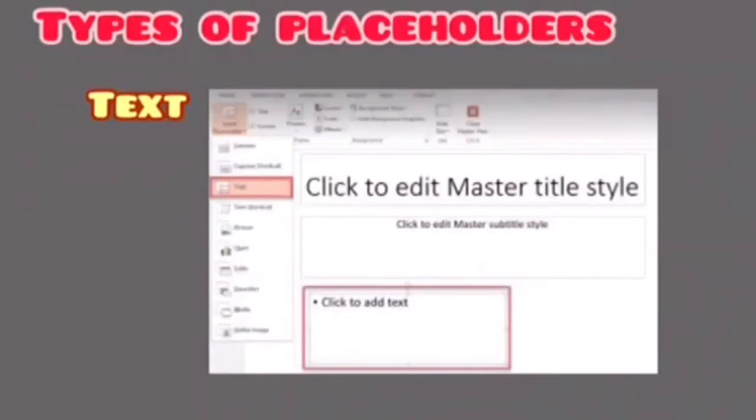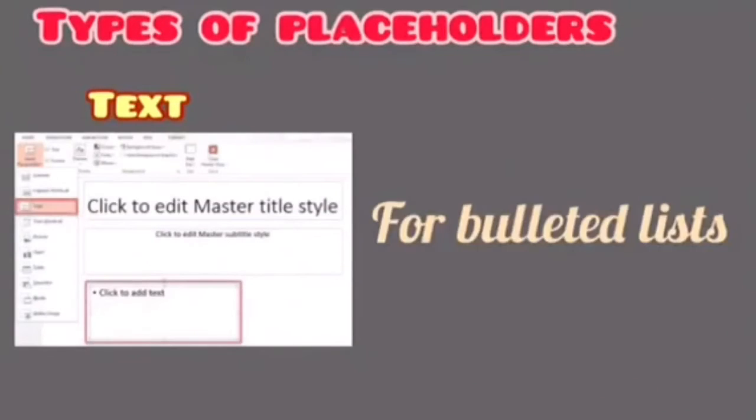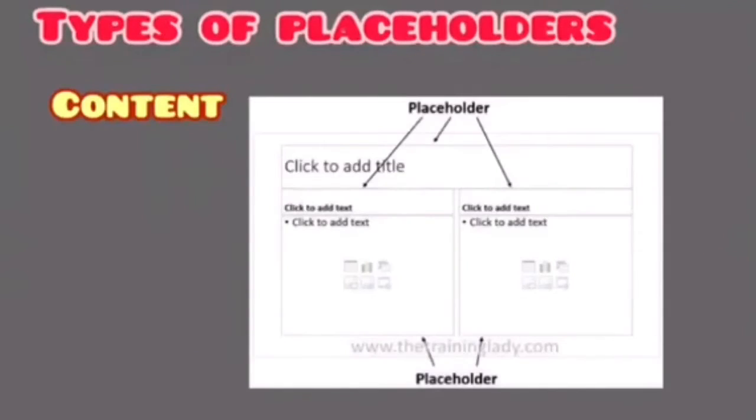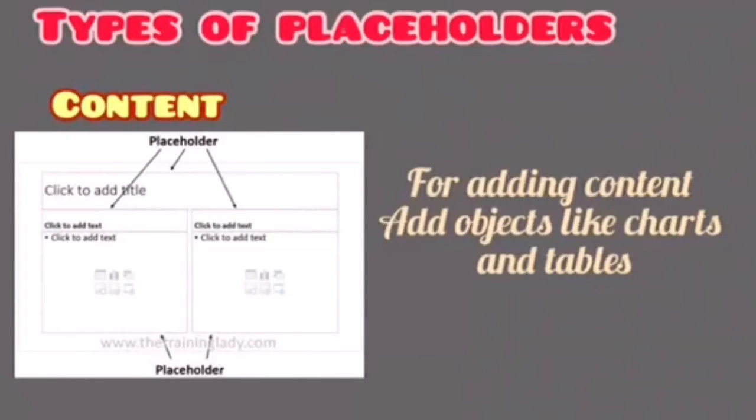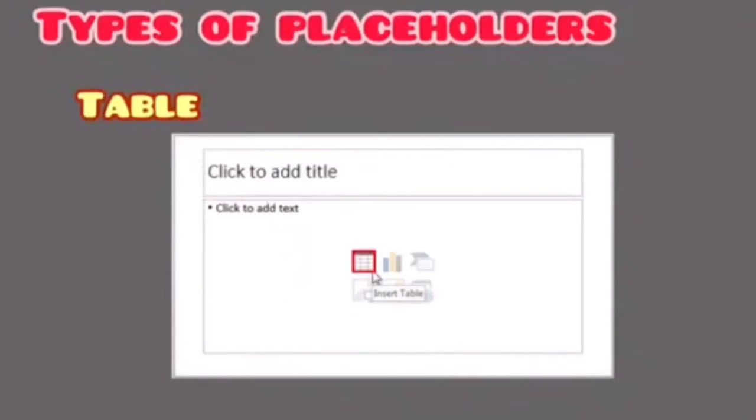Next is text. You can see another box here, click to add text. What is it used for? You can type any text there, using this text placeholder in that particular box. Next one is content. Whatever content you need to add there, you can see the pictures where you can add objects like charts and tables. That particular placeholder is for all these things. That is called the content placeholder.